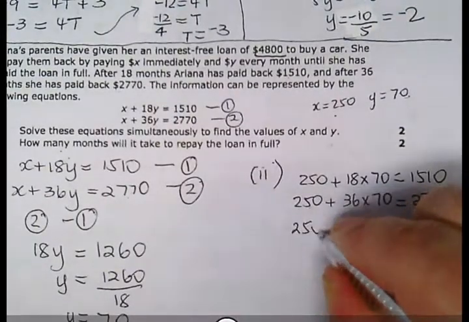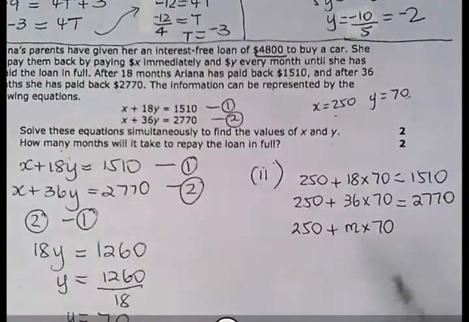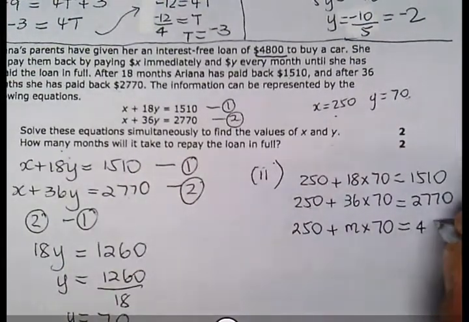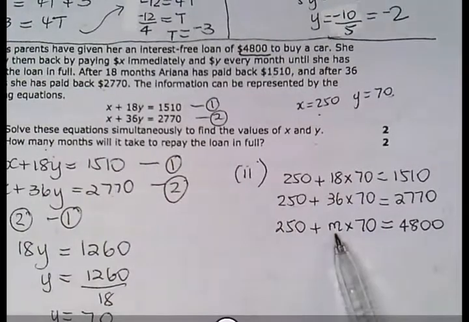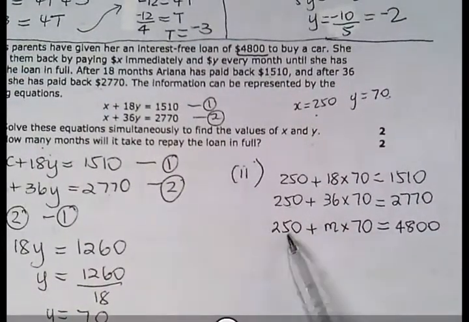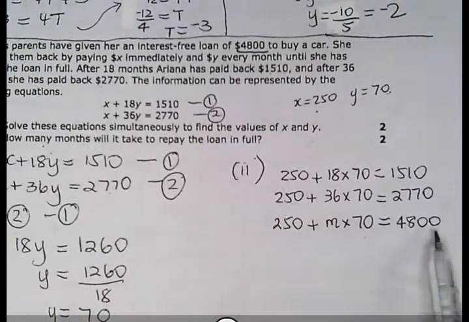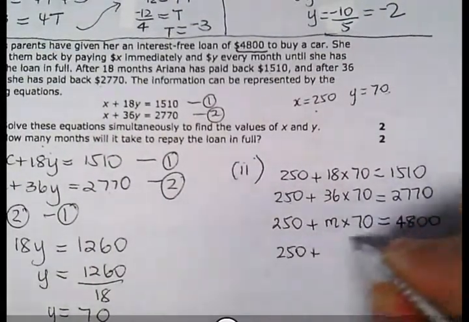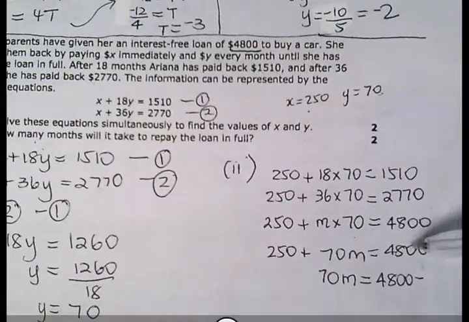So the idea is that eventually she's going to pay back everything that she owes her parents, which is $4,800. And to do that, it will be 250 plus, I'm just going to put M for months, times 70. So 250 plus M lots of 70 is going to mean that she's paid back $4,800. Now, obviously, M has to be bigger than 36, all right? So that's what's going to happen. She'll pay the 250 off initially, plus M months of $70 will give $4,800. Now I need to solve that. So I've got 250 plus 70M equals $4,800.